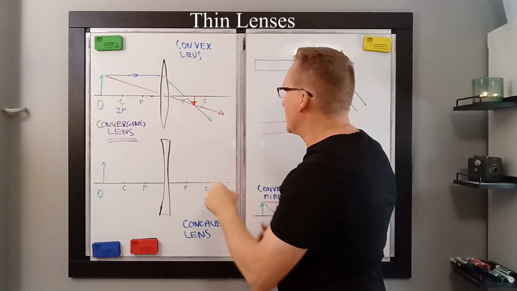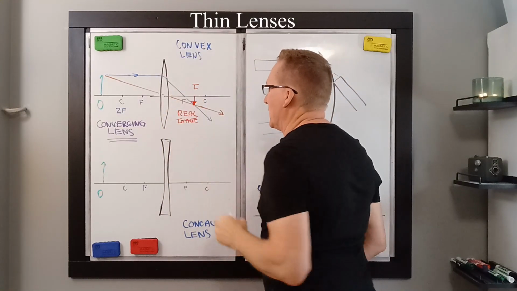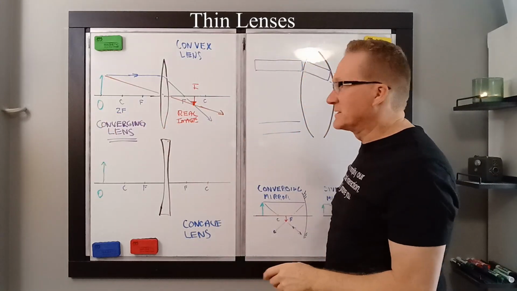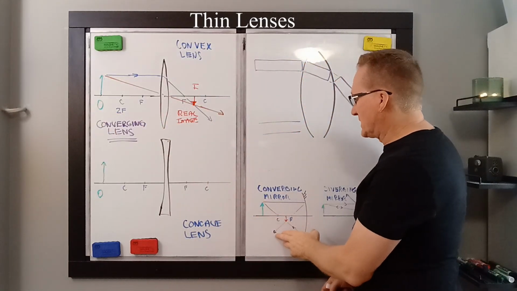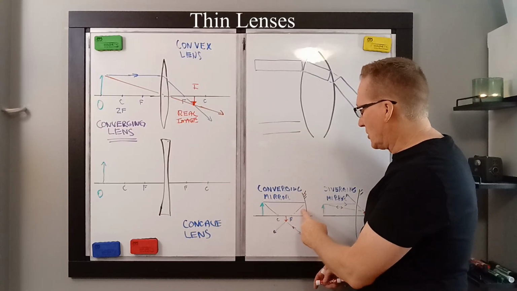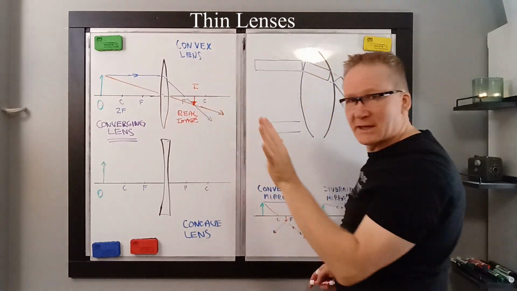So this is called a real image, and that real image is often labeled with an I. So this is O and this is I, and that's where they intersect. Now notice this is very similar to this kind of mirror here. It's a converging mirror. This one happens to be concave. The converging lens is convex. Don't let that confuse you.